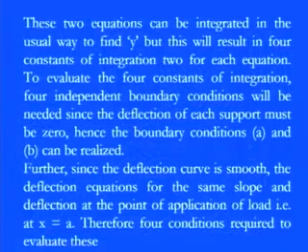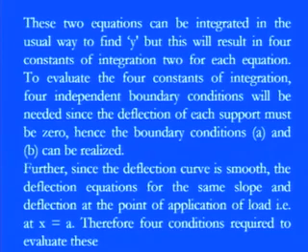So now you have two different cases and two different equations for the bending moment. These two equations can be integrated in the usual way to find the deflection, but this will result in 4 constants of integration. Obviously in the first equation you have A and B, in another equation you have C and D. So again the 4 constants of integration have to be evaluated to calculate the deflection curve, and to evaluate the constants of integration, 4 independent boundary conditions are needed, which we always need at each support.